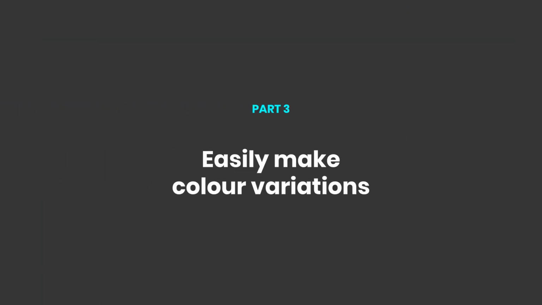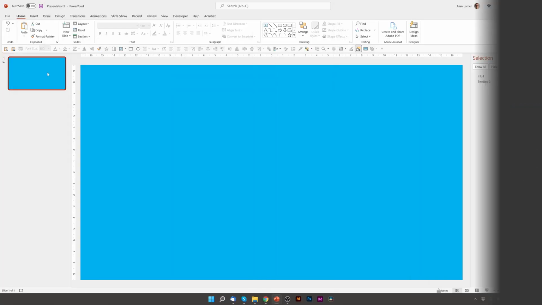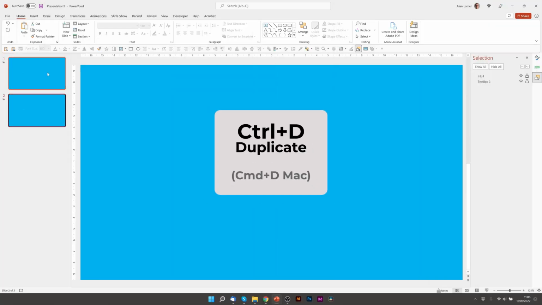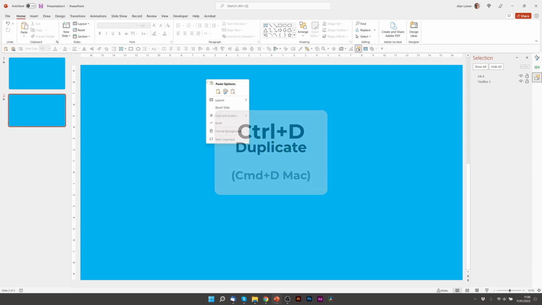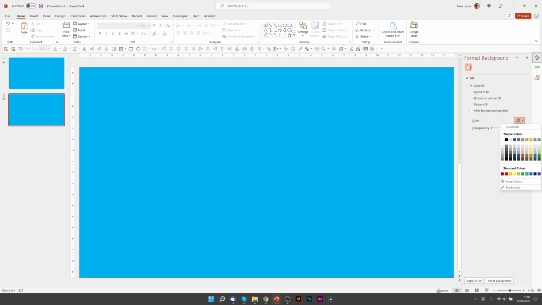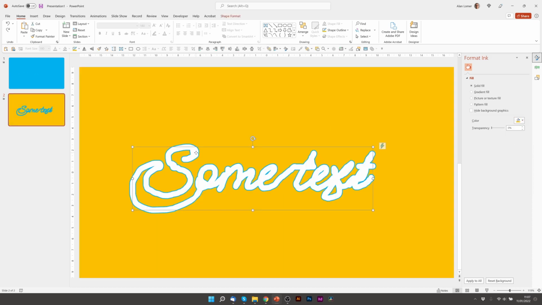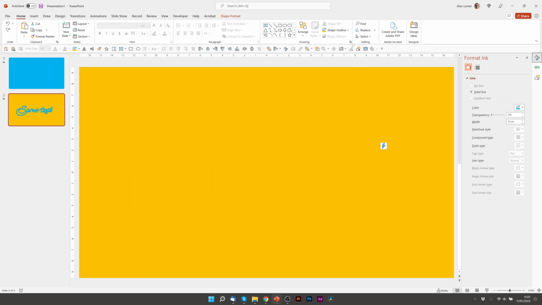Great, I'll just show you how you can make the colour variations. So if we click on the slide and press Ctrl D to duplicate, I can right click on the background, Format Background. This one I'm going to choose Gold Accent 4, and then I can click on the drawing that's covering it, go to Shape Outline and choose the same colour as the background. So we'll just play that.